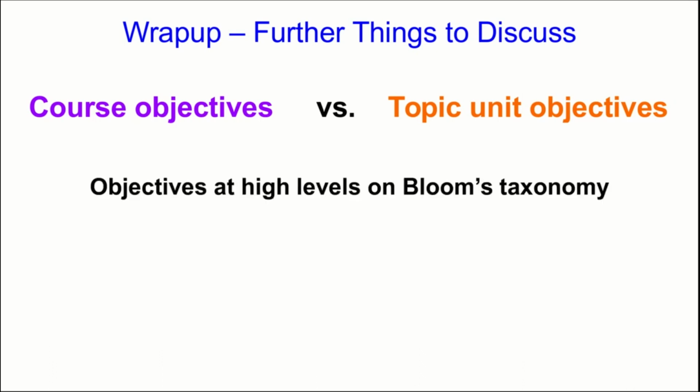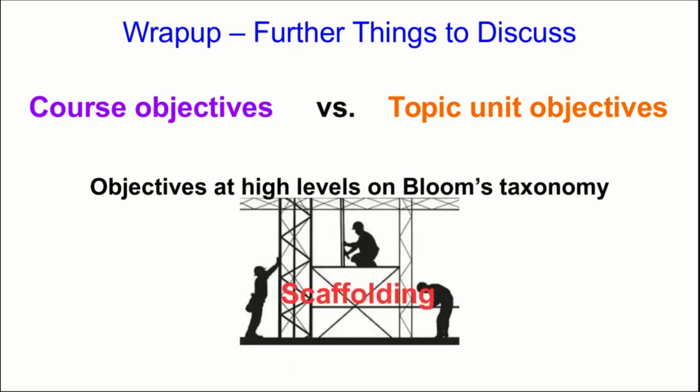Finally, if you identify an objective that is at a high level on Bloom's taxonomy, it's usually not reasonable to just throw the students into the deep end and expect them to achieve that objective on their own. You usually have to do some scaffolding, and that means leading them through lower levels of Bloom's taxonomy to build up their skills so that they're able to achieve the high-level objective.